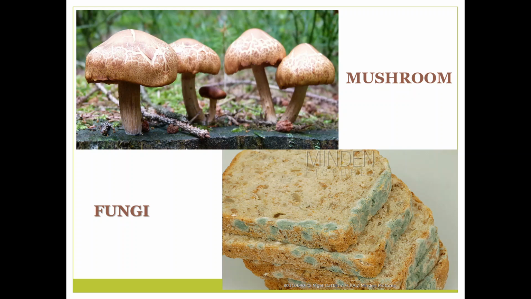There is a difference between a saprophyte and a parasite. A parasite grows on a living plant and deprives it of all the nutrients, whereas a saprophyte grows on dead and decaying matter. Okay, children, did you understand the difference between a saprophyte and a parasite?